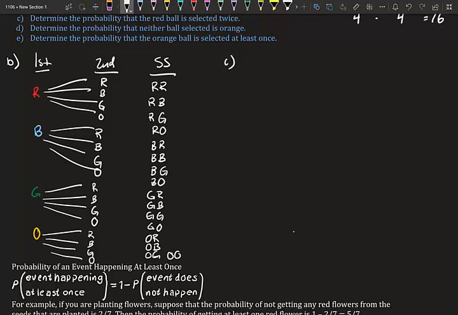Determine the probability that the red ball is selected twice. So we're looking for red, red. Let's scour our sample space and look for double R. We only have 1 double R. So we only have 1 out of 16 to get red, red.